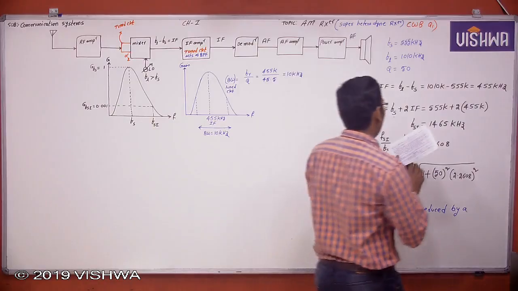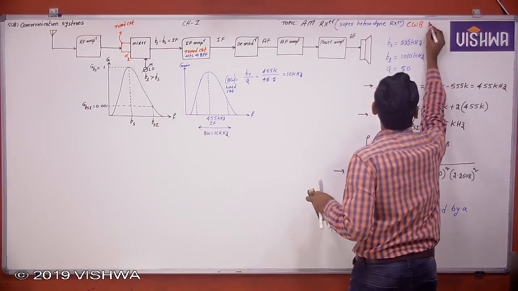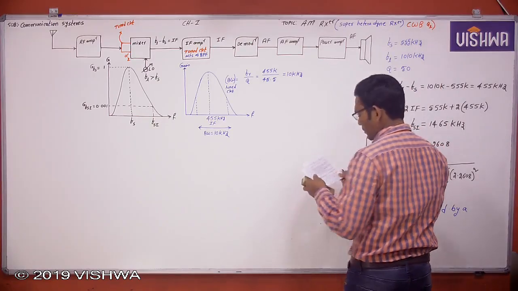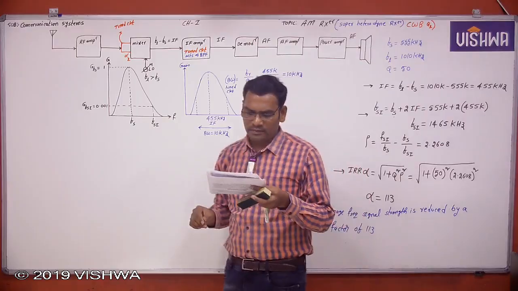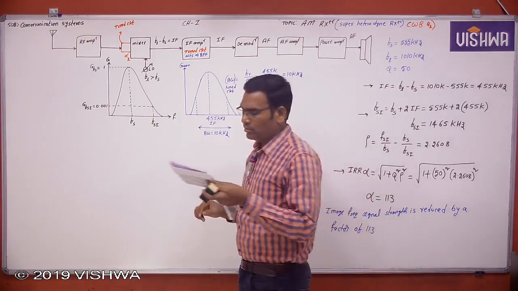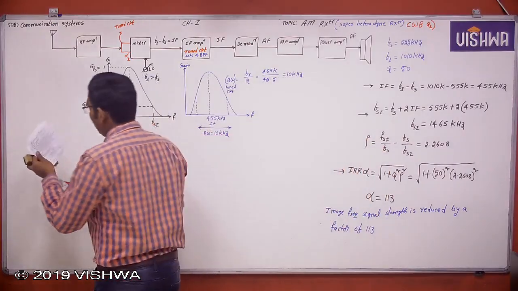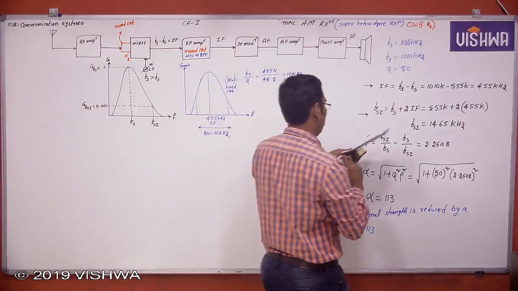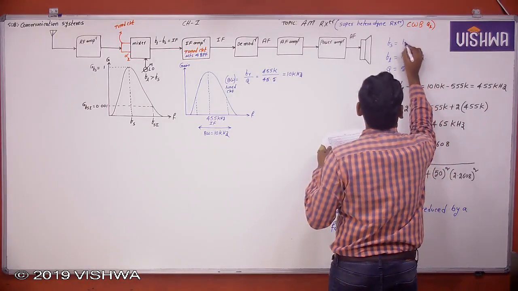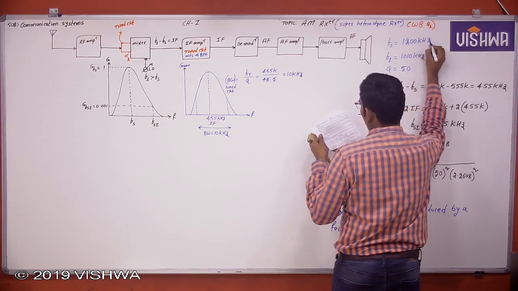Now, classroom workbook question number 2. What is the question? A superheterodyne receiver having an RF amplifier is tuned to 1200 kilohertz.